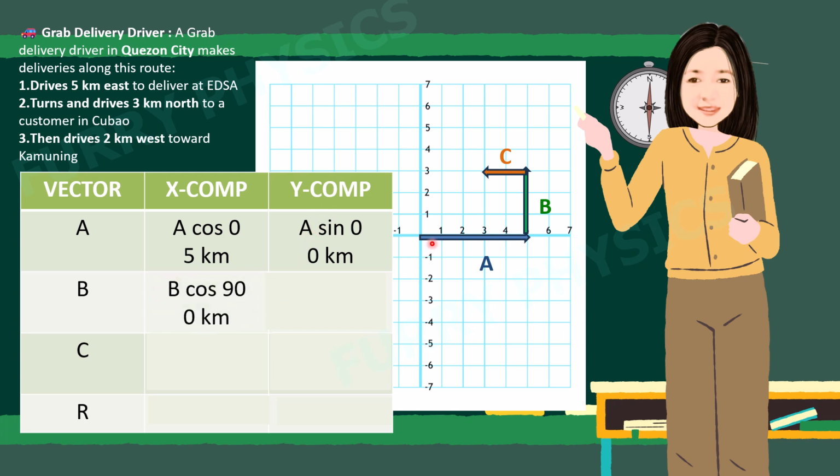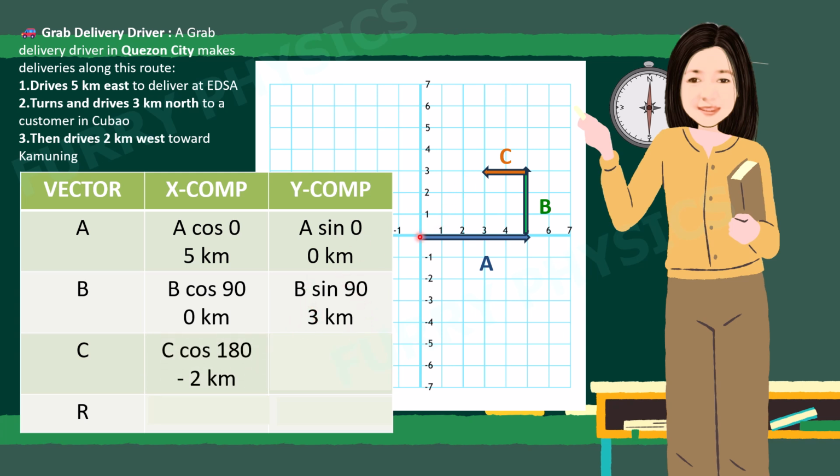Next is vector B. The x component of vector B is B cosine 90 because it's going upward, and cosine 90 is 0. Therefore, the x component of vector B is 0 kilometers. Now, the y component of vector B is B sine 90, and sine 90 degrees is 1. Therefore, the y component of vector B is 3 sine 90, and that is 3 kilometers.